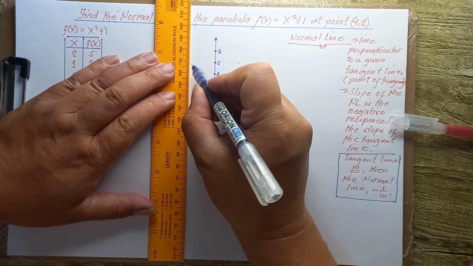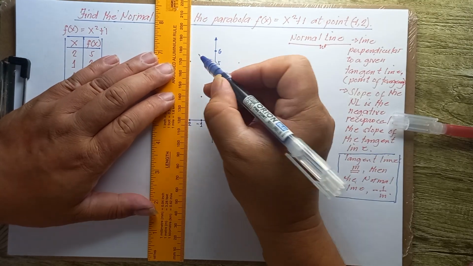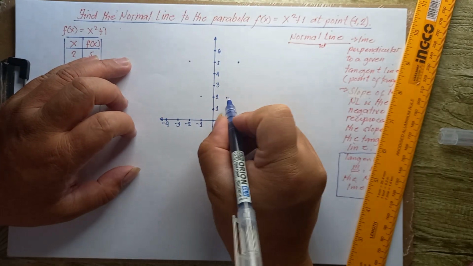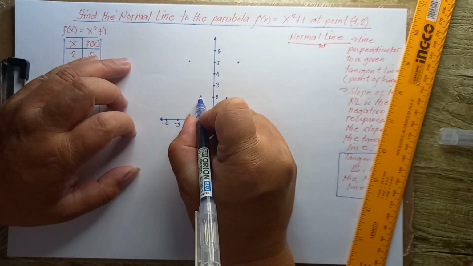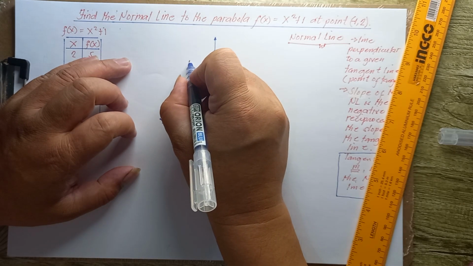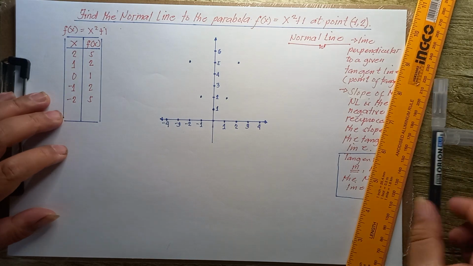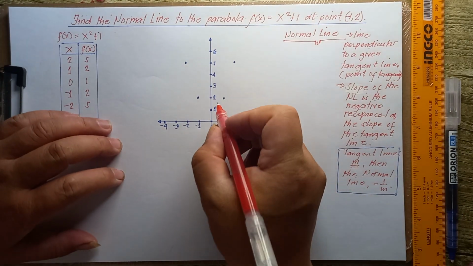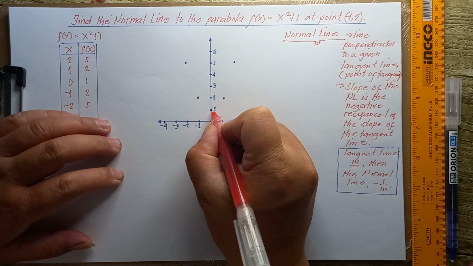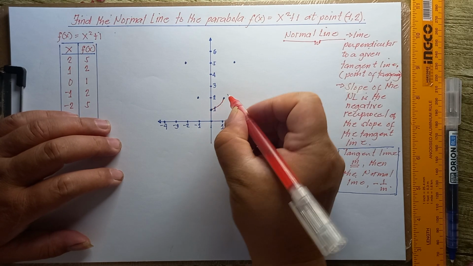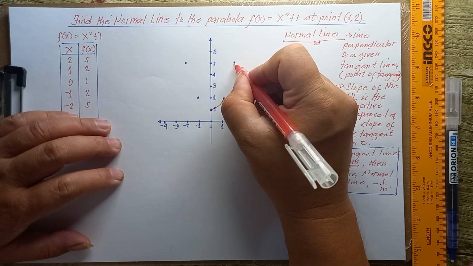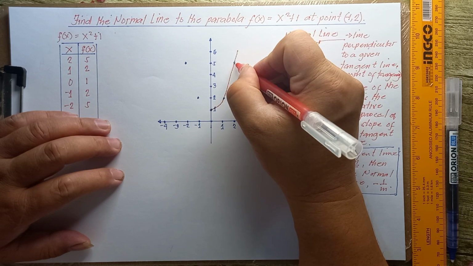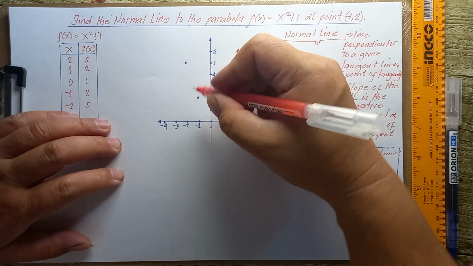So meaning the point is located in here. Okay, so you will notice if we connect the points that we have in here, it will create a figure that is a parabola. Now, meantime, I have to connect. Okay, let's try to connect. So notice if that is a parabola, then this must be the graph of the parabola.